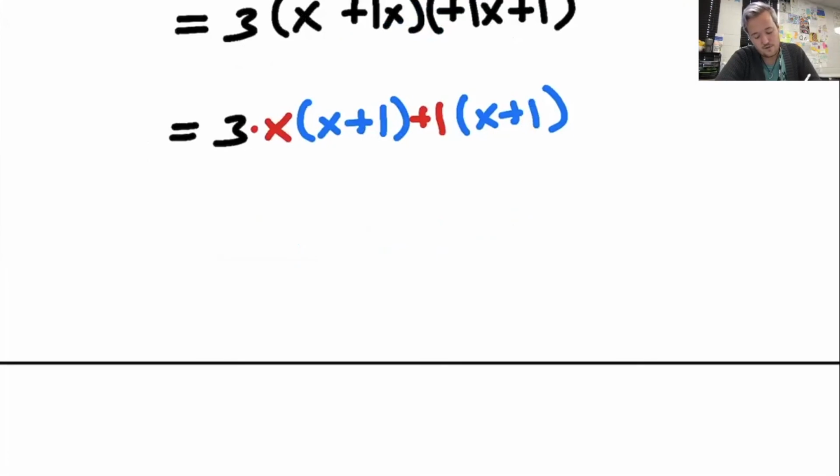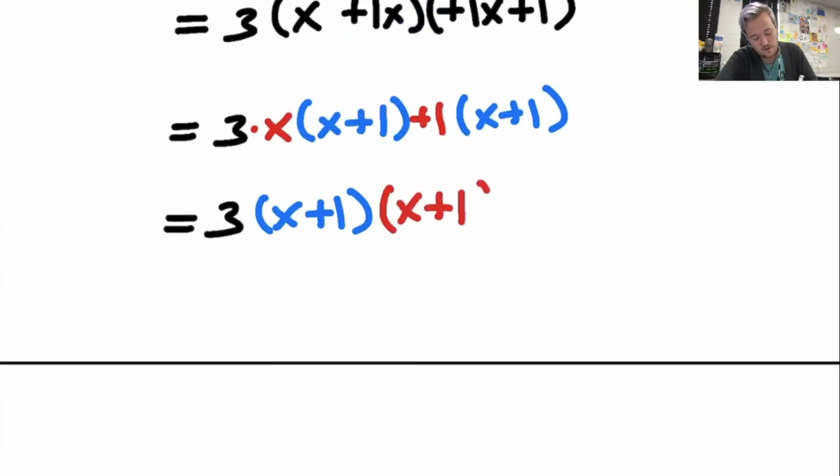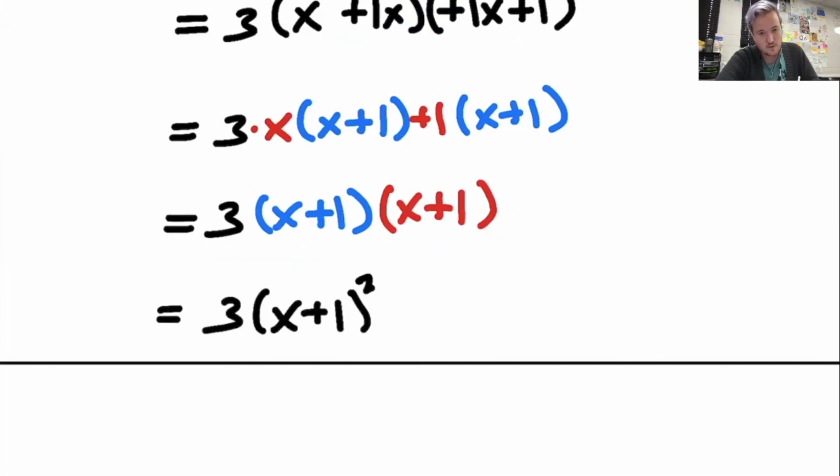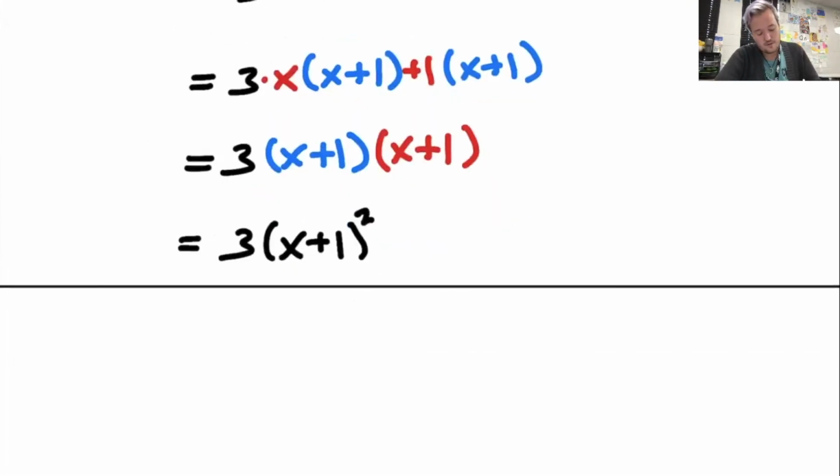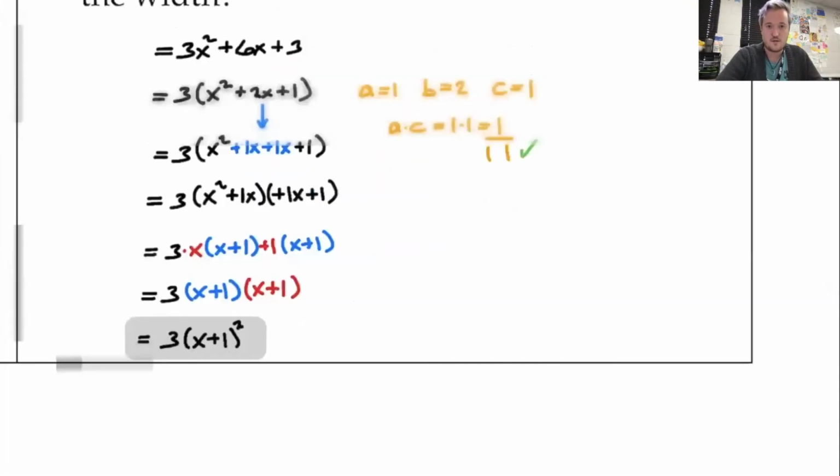So here I'm going to have 3, parentheses, x plus 1 in blue, and in red, notice how we also have x plus 1. Notice how they're the exact same. So I'm actually going to condense these and write 3 times x plus 1 squared. This would be your final answer. If it's asking for the dimensions, it would just be 3 by x plus 1 squared.